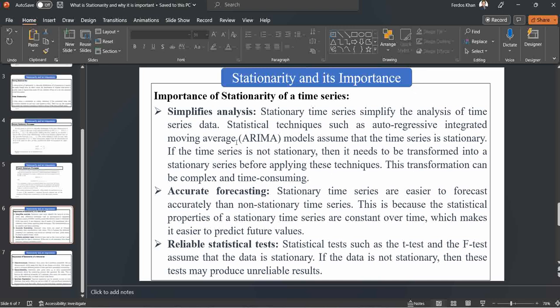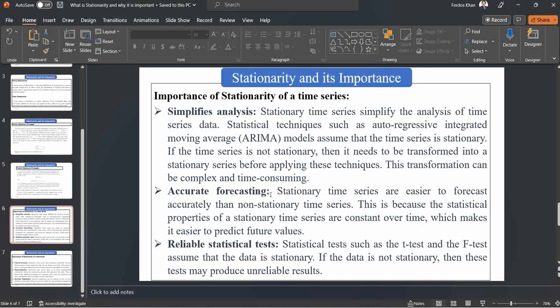So simplifying the analysis means that if some models require stationarity of a time series, you need just to apply these models simply to the data. If the data is not stationary, then maybe you need to transform the data, and maybe the transformation is complex and time consuming. So in that context, this means it simplifies the analysis.